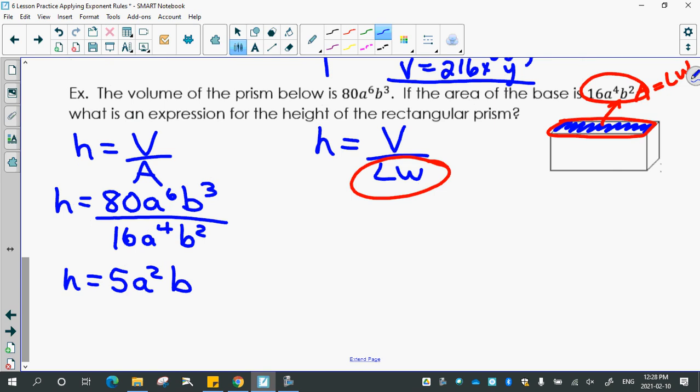Okay, different way or need a different explanation for this one? Okay? It's tricky when you needed to know that. I know that since I knew the area, I actually knew the length times width, which is the area. Okay? You had to make that connection between the area of a rectangle and the area of the base of a rectangular prism. Okay?